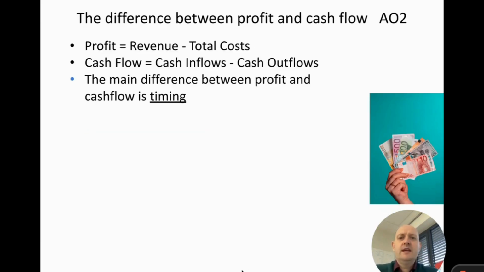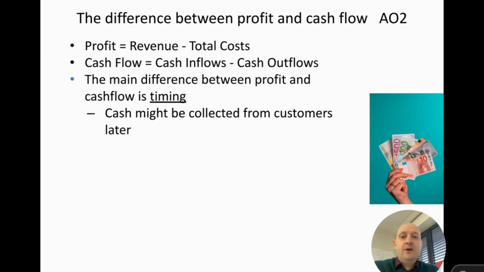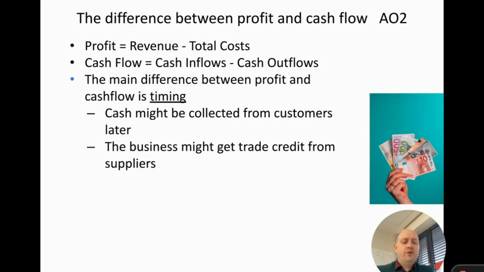So we can now look at the main difference. The main difference between profit and cash flow is timing. We only put the cash on the cash flow when we actually collect it, and that's different to when the revenue is recorded, which is when we actually make the sale. So to summarize, cash might be collected from customers later because the business might give customers trade credit.